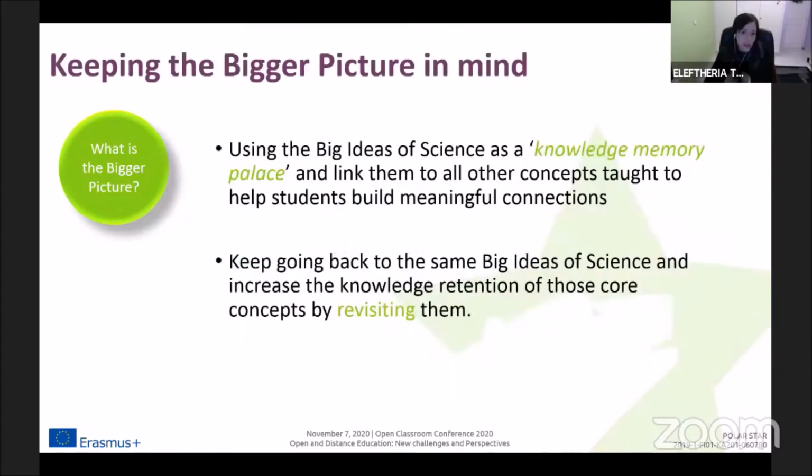So we're using the big ideas of science as our knowledge memory palace. This is our knowledge palace. And we link each concept to one of the big ideas. And by going back to the same big ideas, we increase the knowledge retention of those concepts by revisiting them, which is the 4th important element of our list.